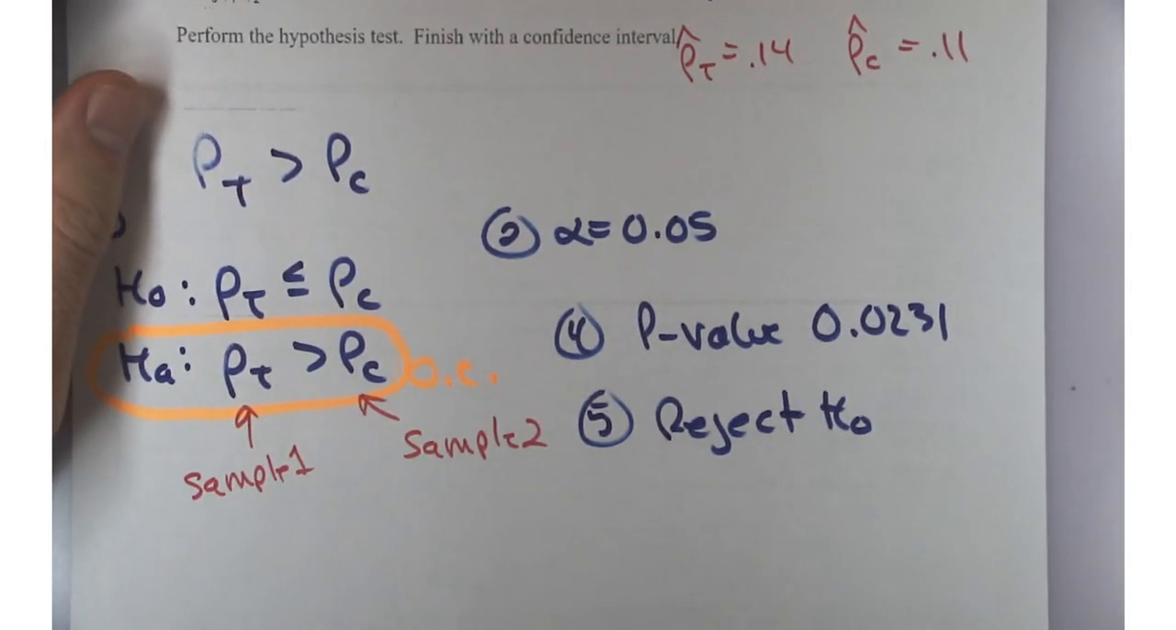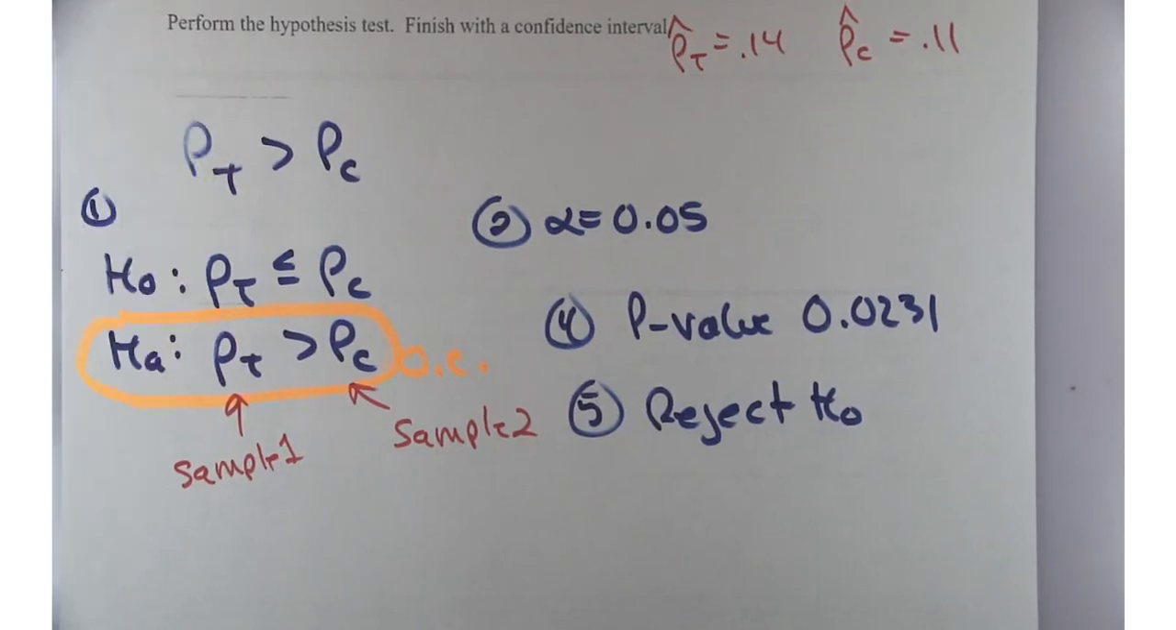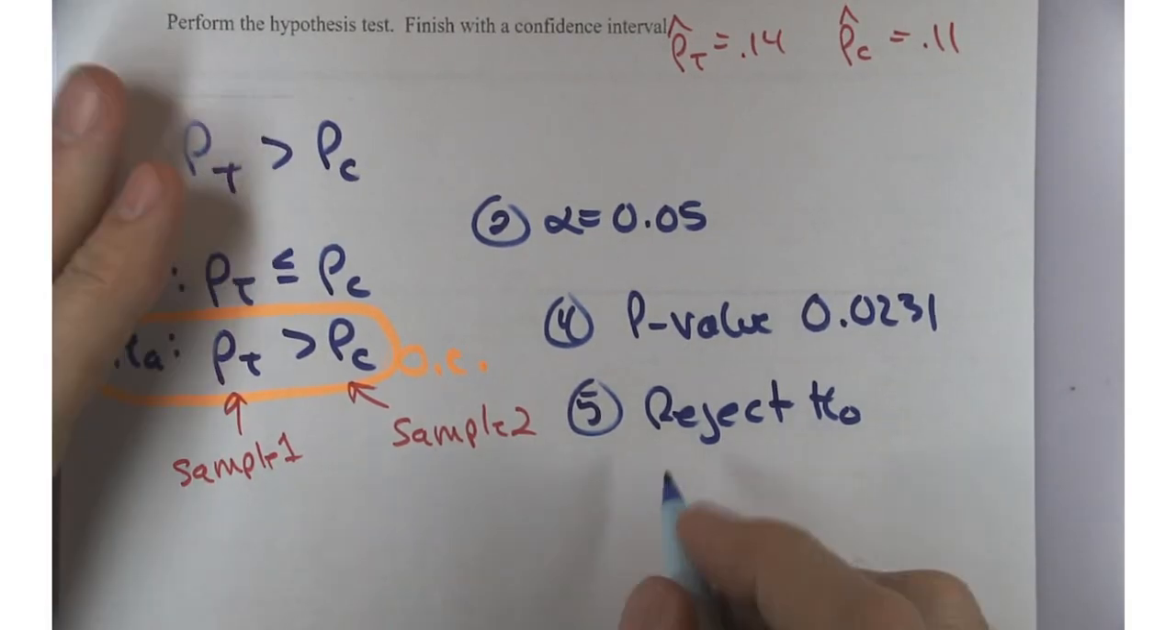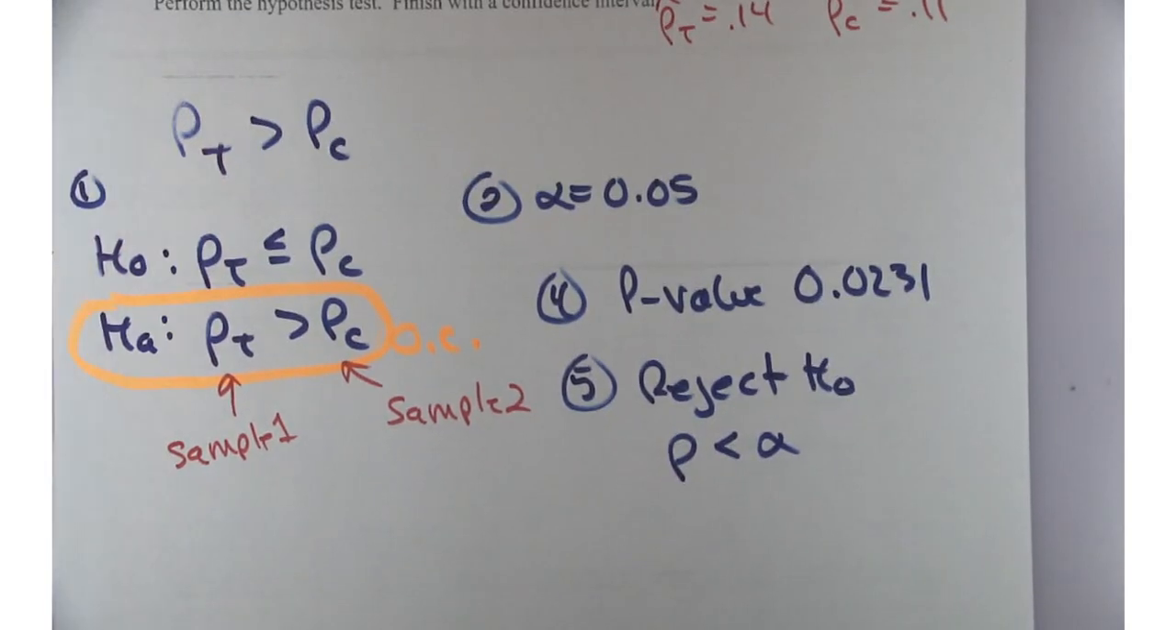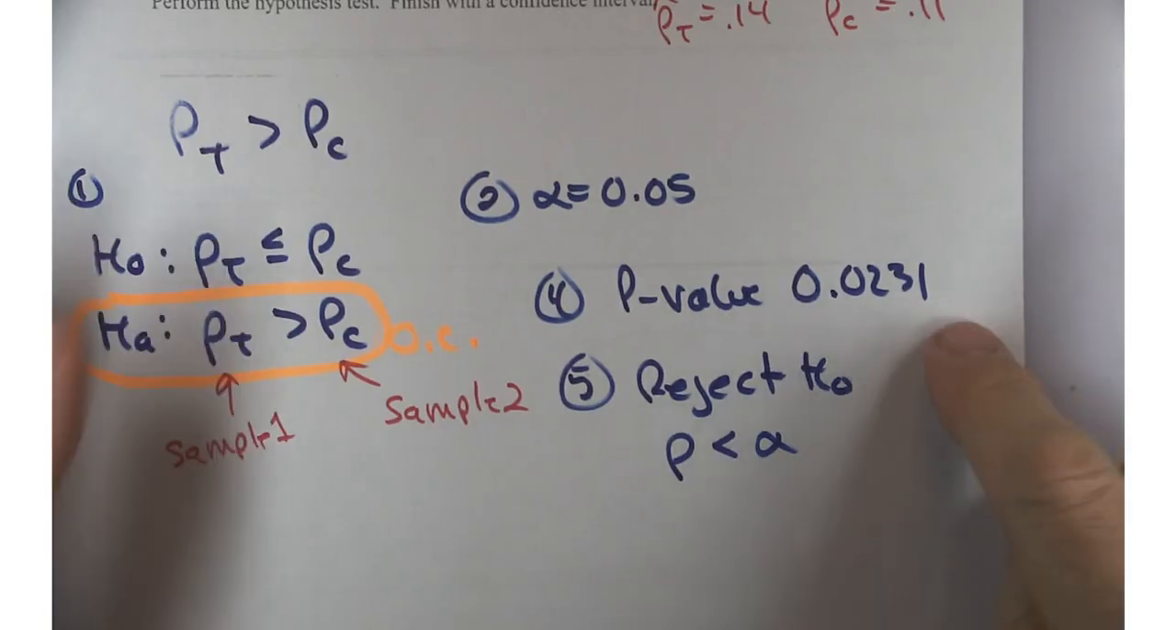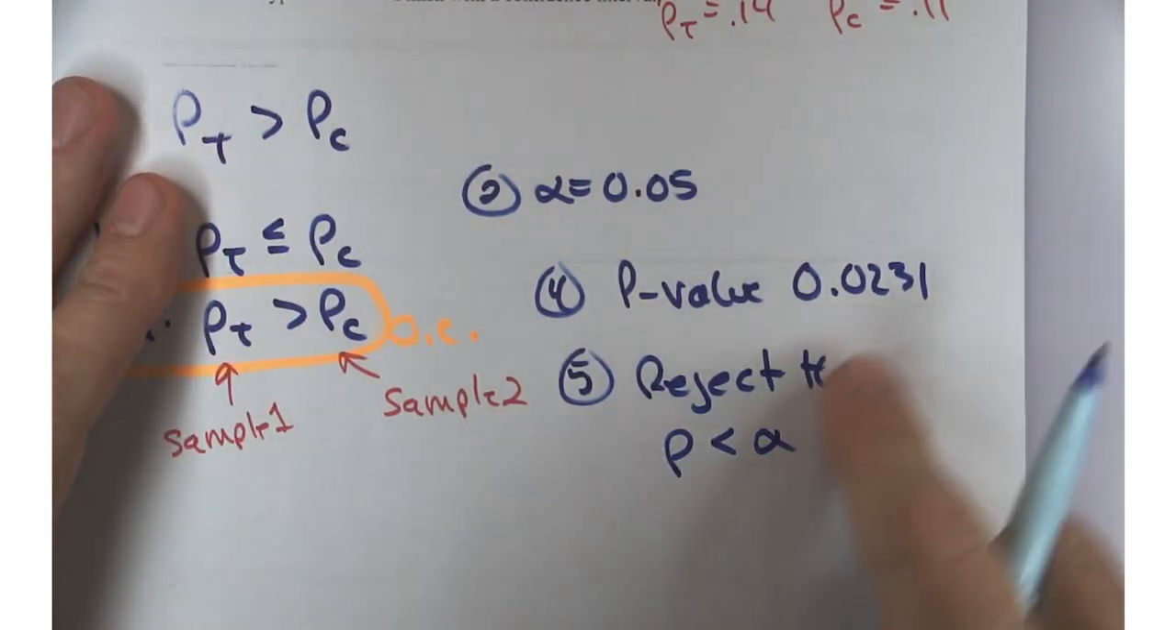So what is it as a group? What do you think? It's rejected. Reject H naught. Why? P is low, H naught must go, right? So we're going to get rid of the null hypothesis because the p-value is less than alpha.